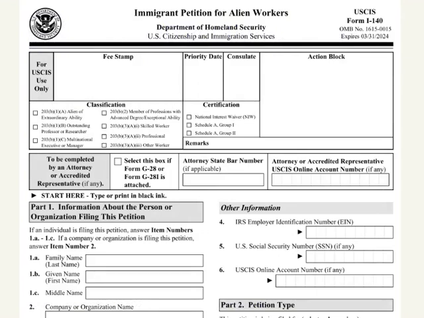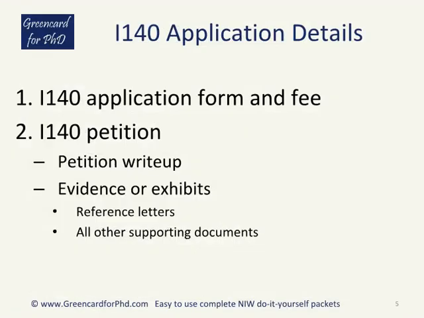This form captures information such as the petition type and category, your address, some work details, how you plan to apply for change of status, such as I-485 or consular processing, and details of derivative applicants who get benefited, such as your spouse and dependent children, etc. The second most important part of the application is the petition. The petition consists of a write-up and supporting evidence.